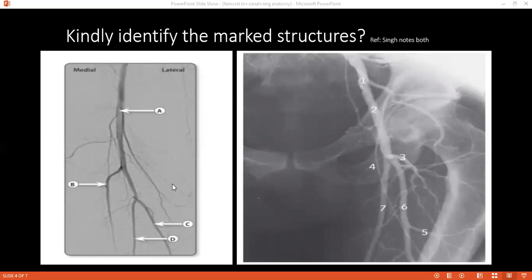Do you understand now? Yes, ma'am. The 5 is the perforating branches, 6 is the profunda, 7 is superficial, 3 is lateral femoral, and 4 is medial. Yes, good. Lateral circumflex. Okay. Good. All right, good.